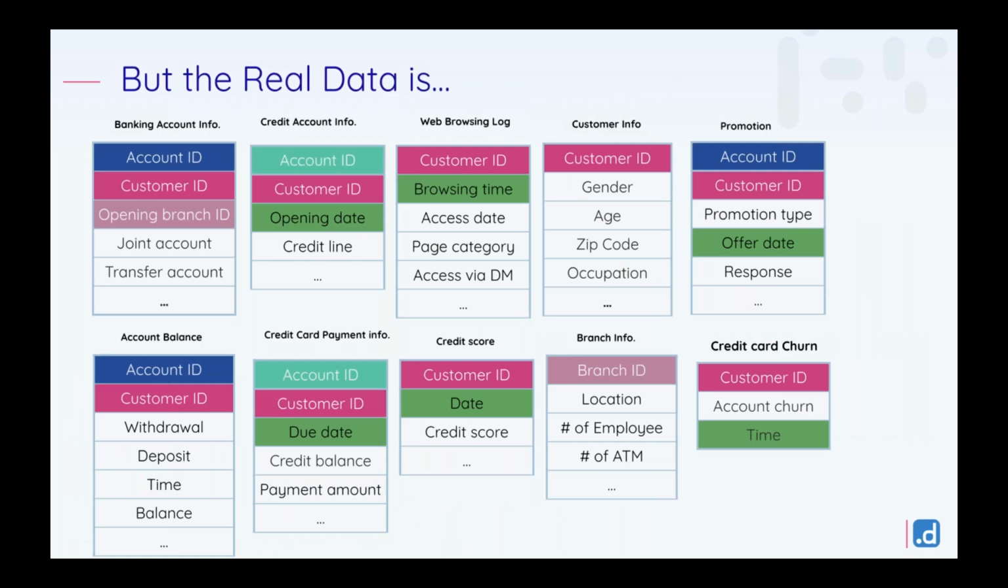Okay. But the real data is that we have even more than 4 tables. Actually, we have 10 tables. Right. If you look at all these 10 tables, there's a credit score information.